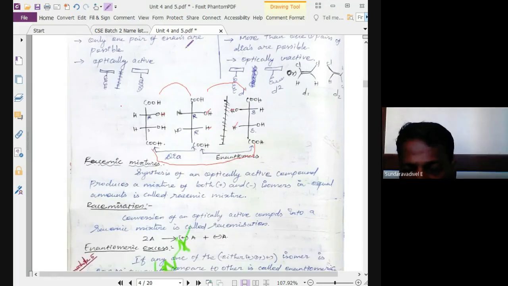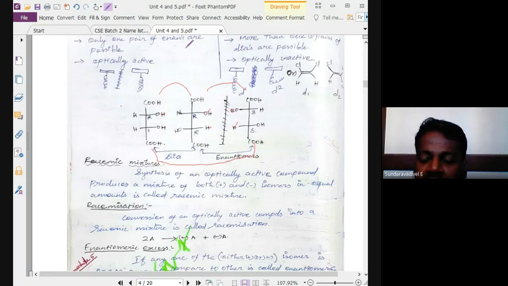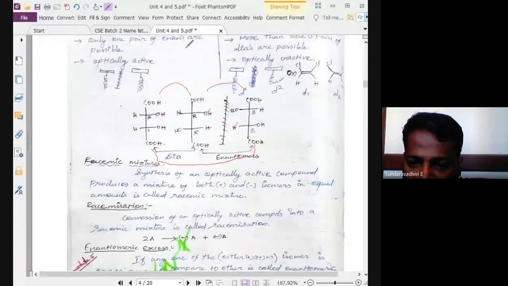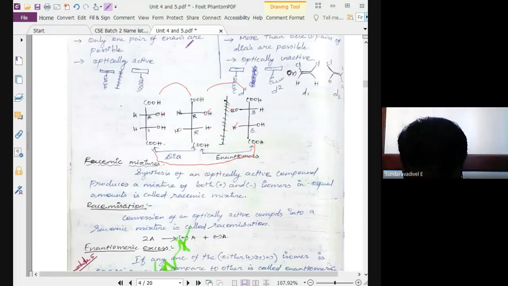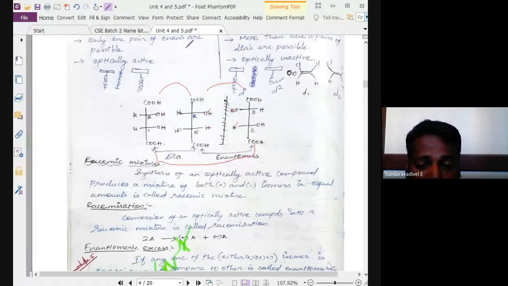Then some topics: racemic mixture, racemization, enantiomeric excess. Racemic mixture means the synthesis of an optically active compound produces a mixture of both the plus isomer as well as the minus isomer in an equal amount. That means 50 percentage of the plus isomer and 50 percentage of the minus isomer. That is called racemic mixture.